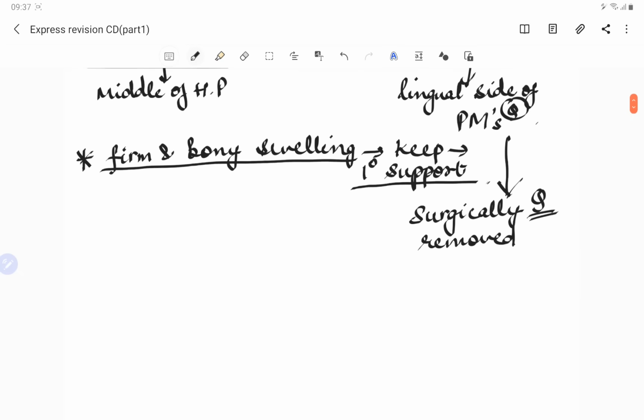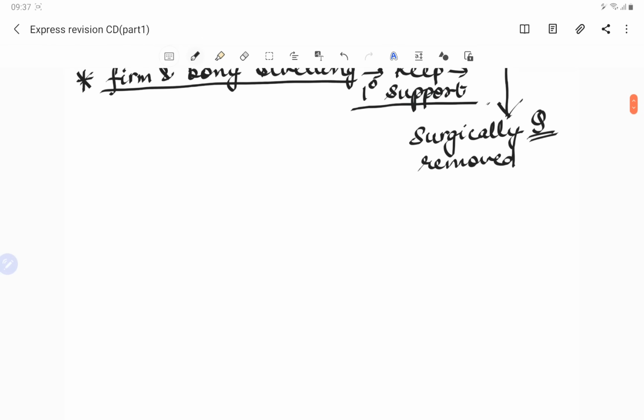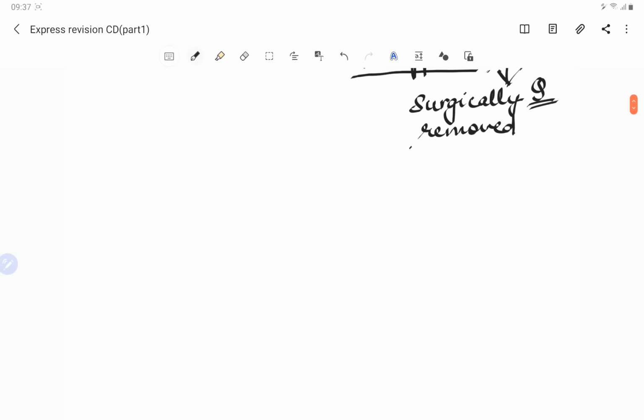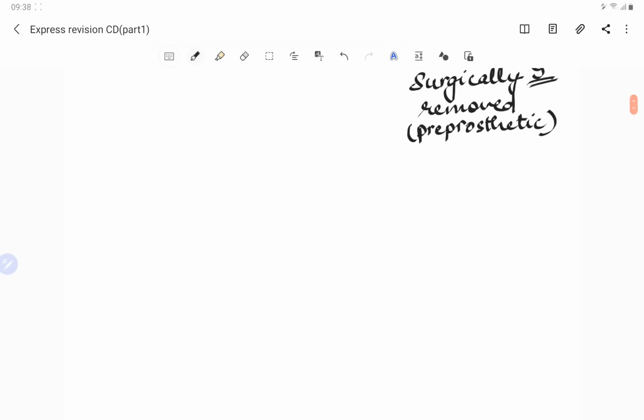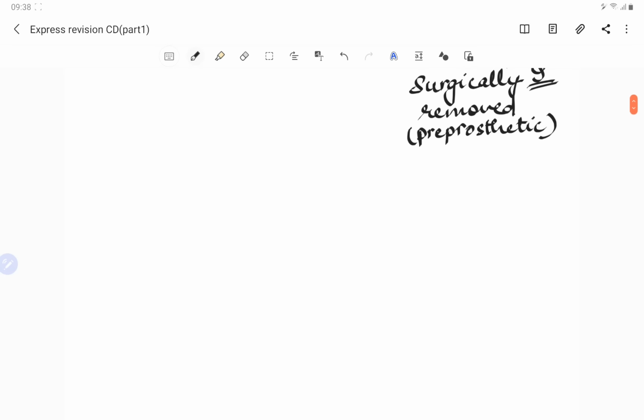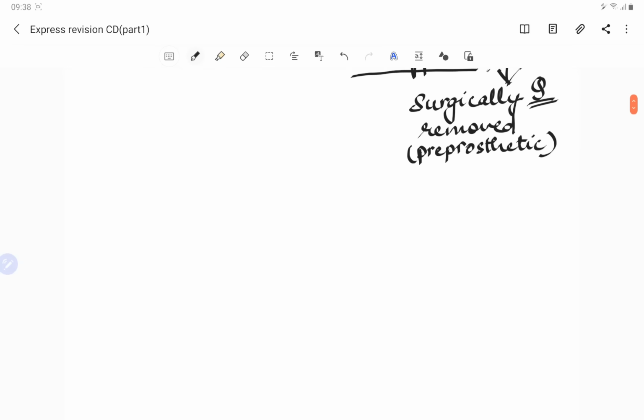You know why? Because it is sensitive to pressure. A very slight amount of pressure is going to cause pain to the patient, and therefore it is surgically removed in the pre-prosthetic surgery. That means before taking the impression, before starting the denture, we have to remove it, especially when it is close to the floor of the mouth. So it should be surgically removed.